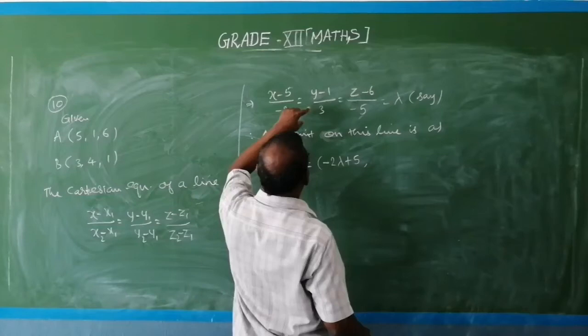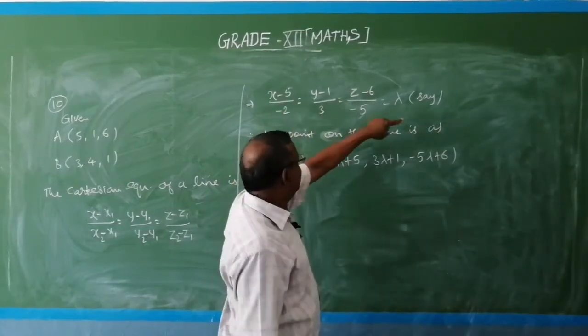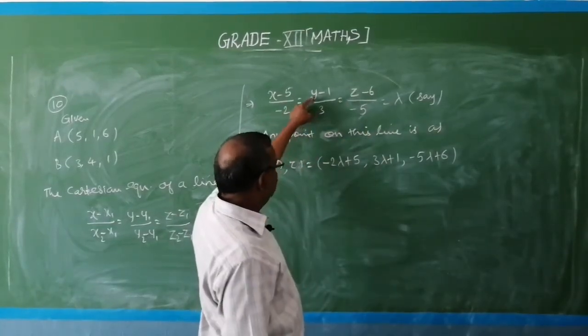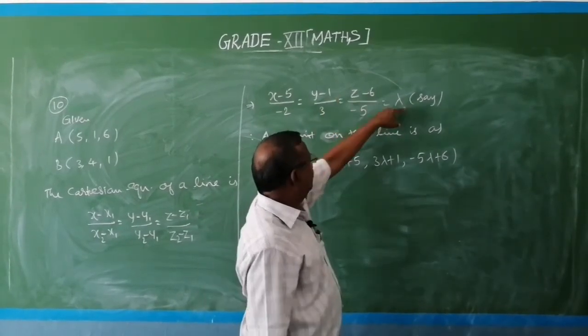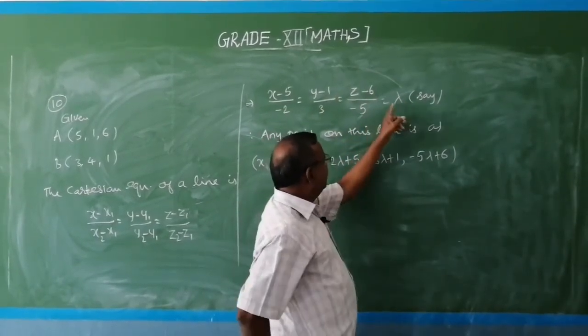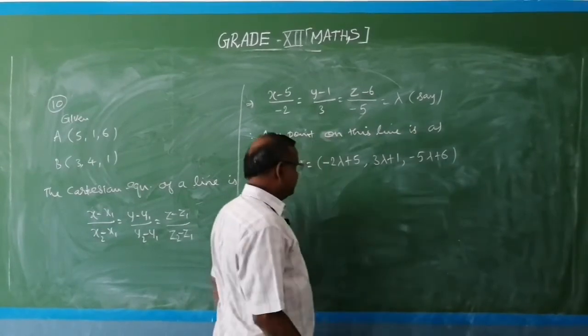Here x minus 5 divided by minus 2 equal to lambda. Therefore, x minus 5 equal to minus 2 lambda, or x equal to minus 2 lambda plus 5, and similarly y equal to 3 lambda plus 1 and z equal to minus 5 lambda plus 6.